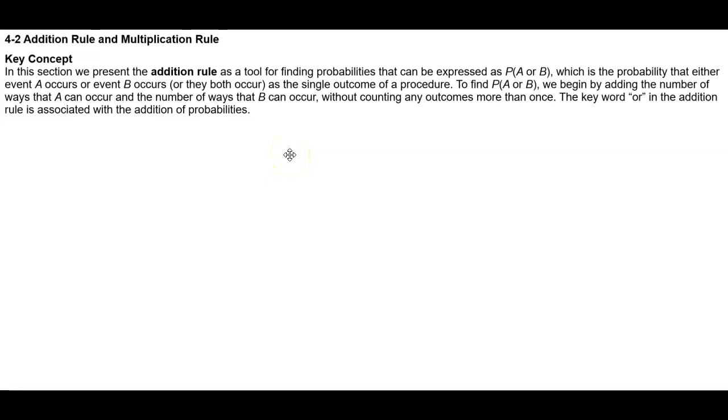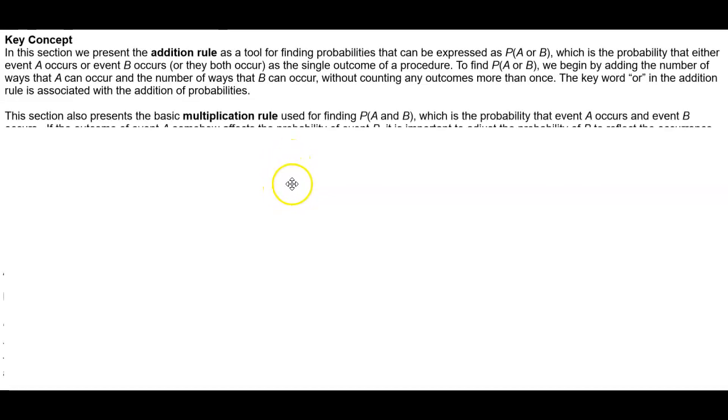To find the probability of event A or event B occurs, we begin by adding the number of ways that A can occur and the number of ways that B can occur, without counting any outcomes more than once. The key word "or" in the addition rule is associated with the addition of probabilities.